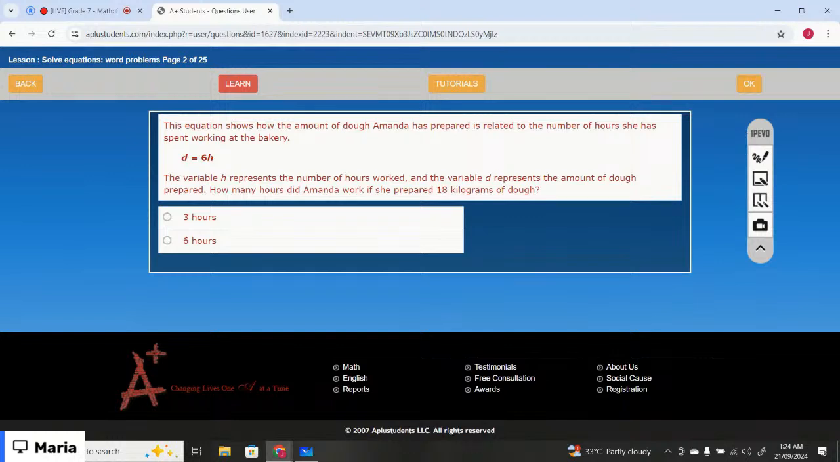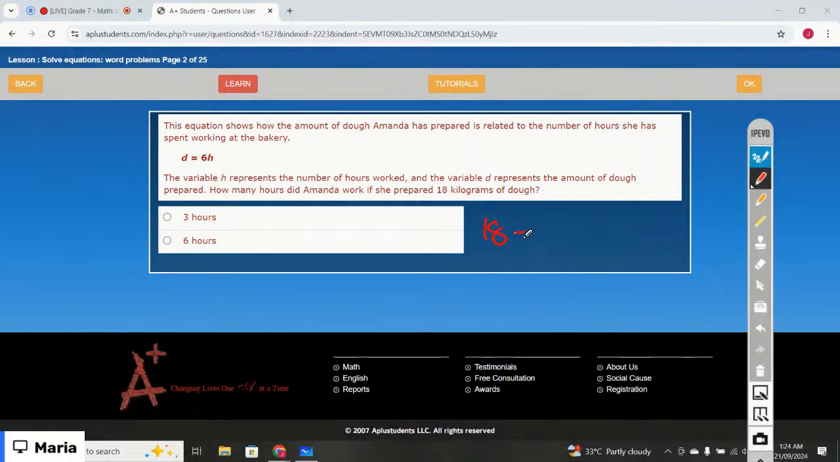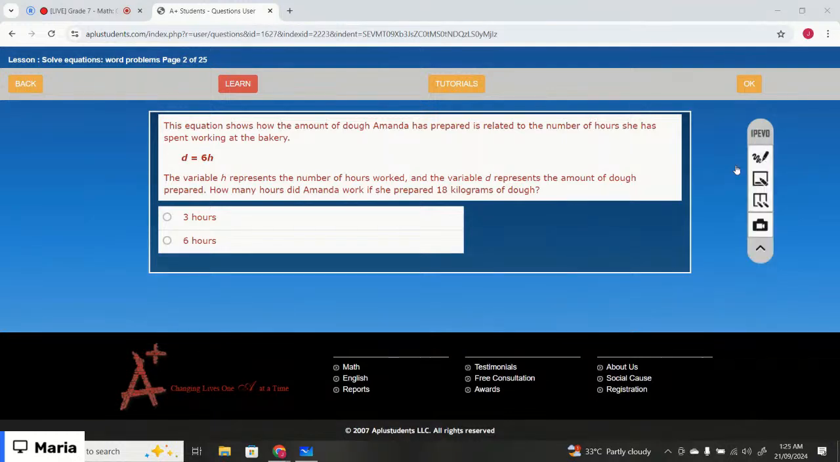And you are given D equals 18. That is 18 equals 6H. Now divide both sides by 6. So that is H equals 3. The correct option is option number 1, that is H equals 3.